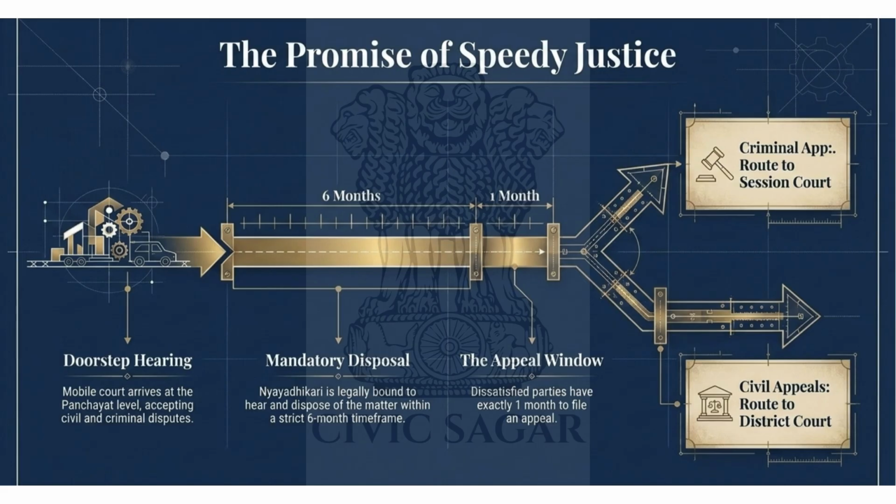By law, the Nyayadhikari is strictly bound to hear and resolve the matter within a tight 6-month time frame. If a party is dissatisfied with the ruling, a swift appeal window of exactly 1 month is granted. From there, the case follows a streamlined route. Criminal appeals are sent directly up to the session court, while civil appeals flow straight to the district court.